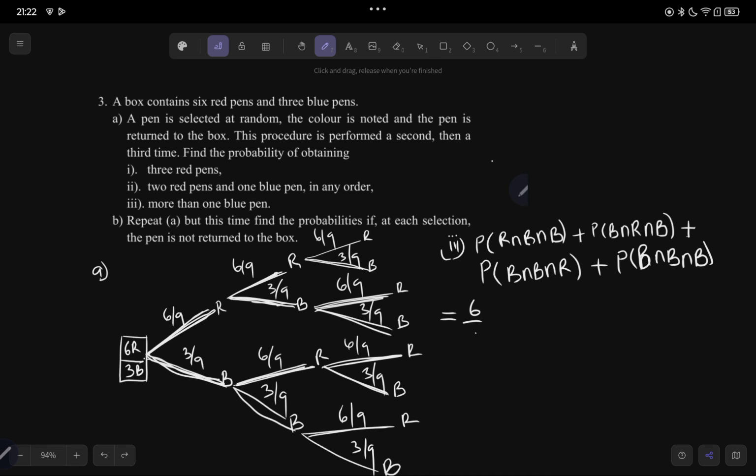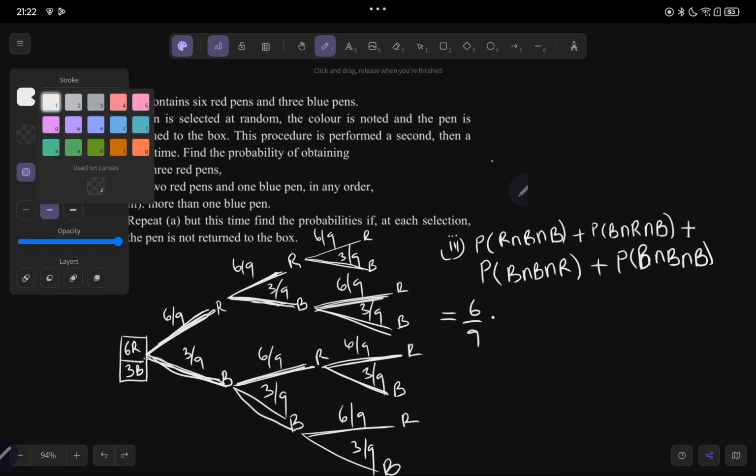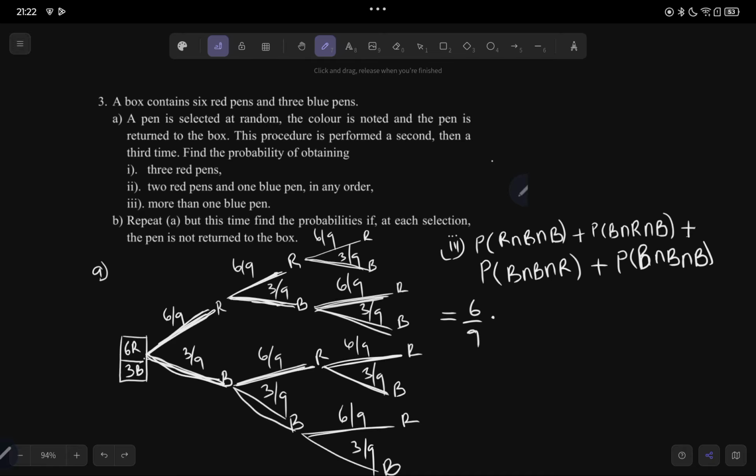Red, 6/9. We are now on the first branch. Let me try to use another color first so that you can trace that one very well. This is red, blue, blue. So it is 6/9 times 3/9 times 3/9. That is red, blue, blue.